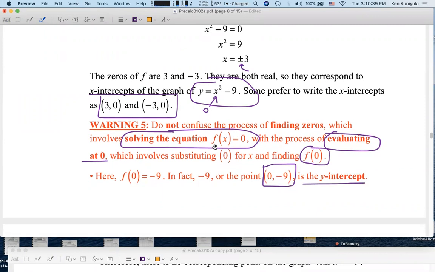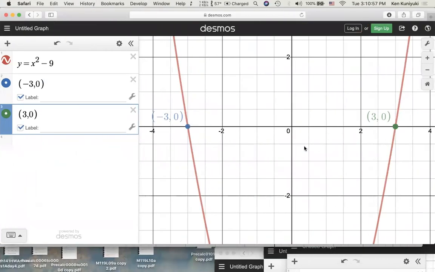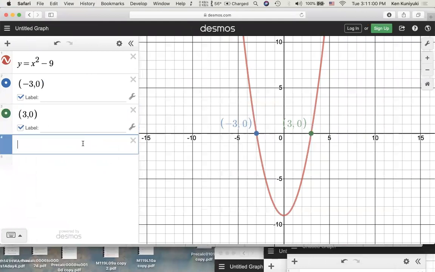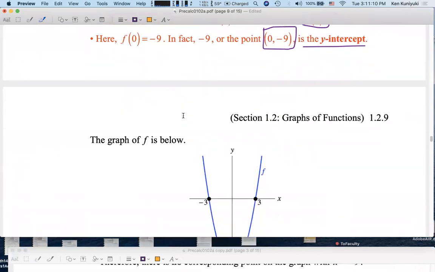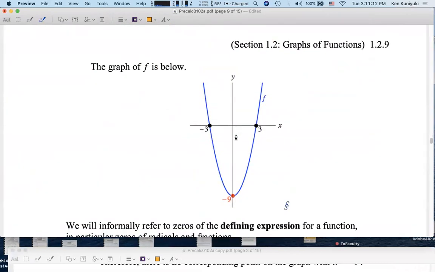So once again, x-intercepts tend to be harder to find because you have to solve an equation. Y-intercepts tend to be easier to find because that just involves evaluating at 0. Assuming that these intercepts exist. You might have graphs where neither will exist. But here, we have two x-intercepts. Our y-intercept will be at the point (0, negative 9). All right. Here's the graph once again. x-intercepts here in black, y-intercept in red here.